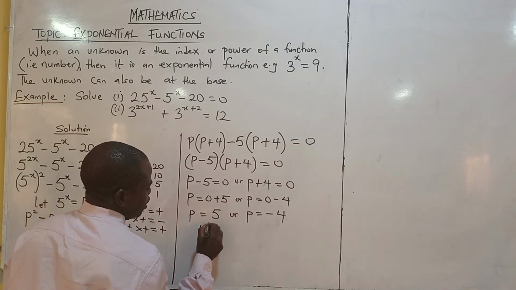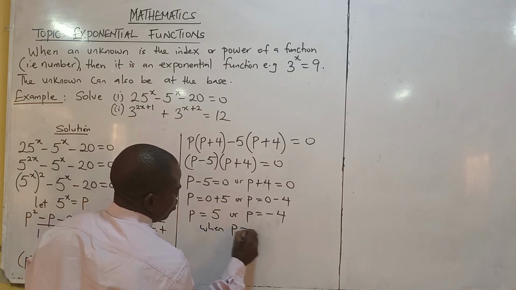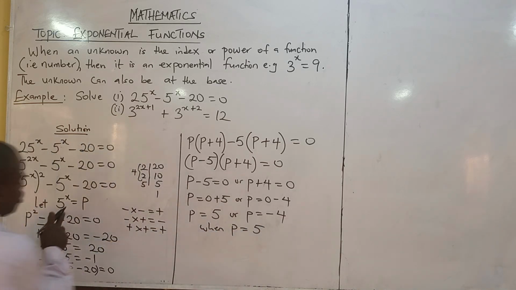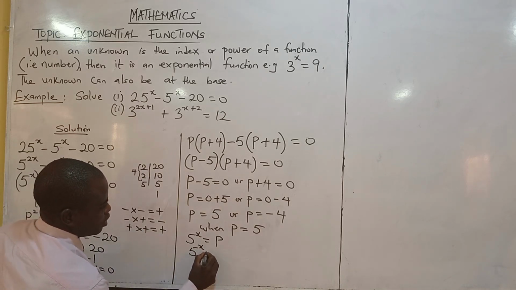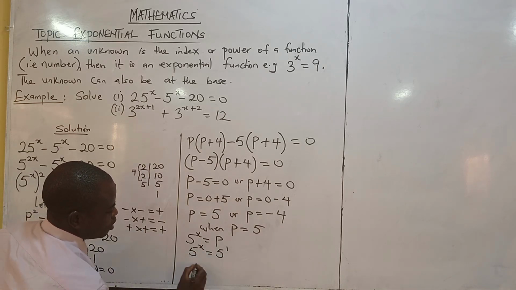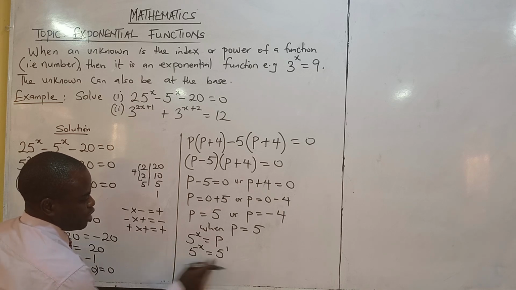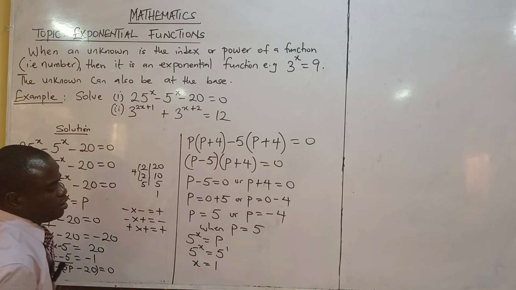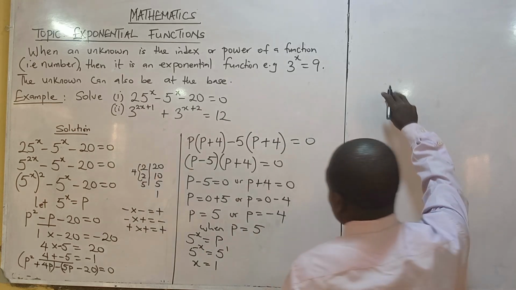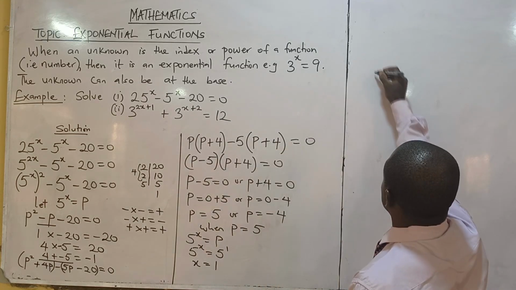Okay, now let's see when p equals 5. You go back to your assumption, and now 5 raised to power x equals 5 raised to power 1. When the bases are the same, equate the powers. x equals 1.